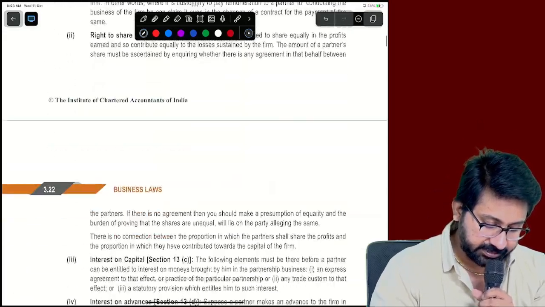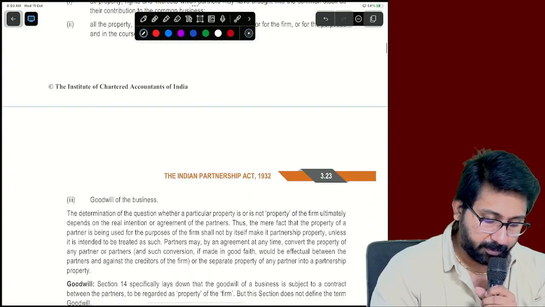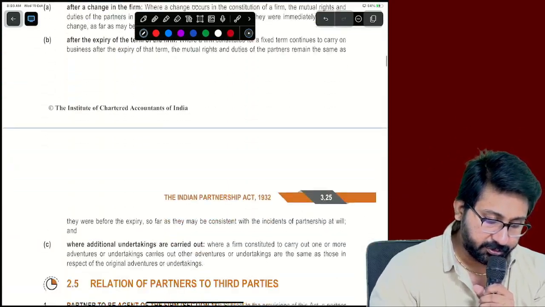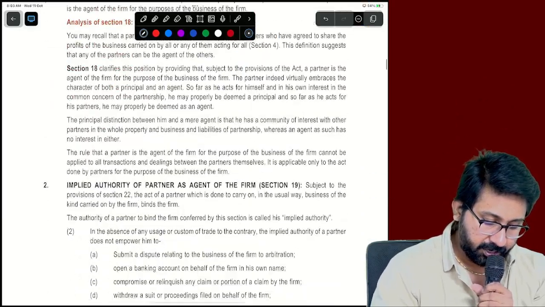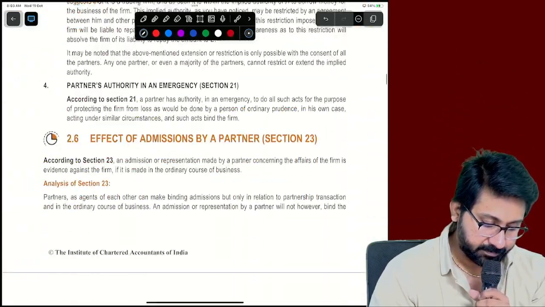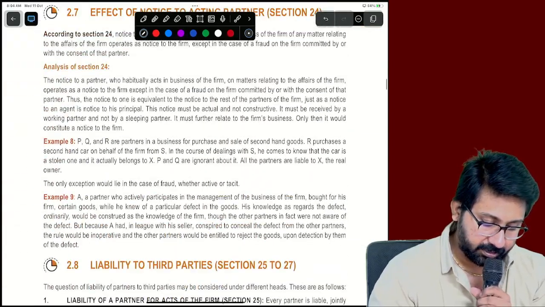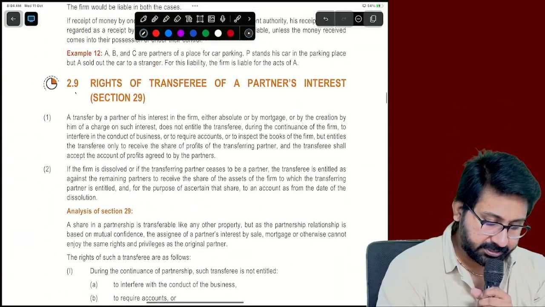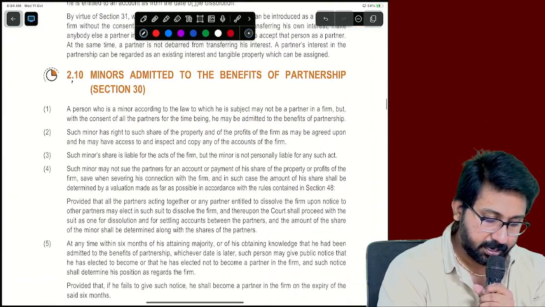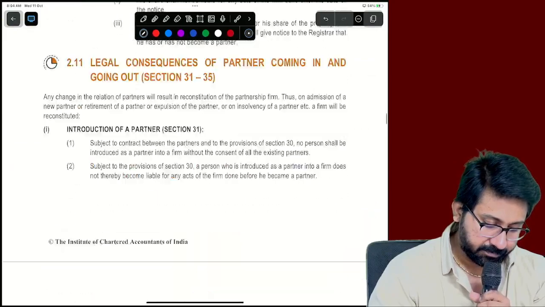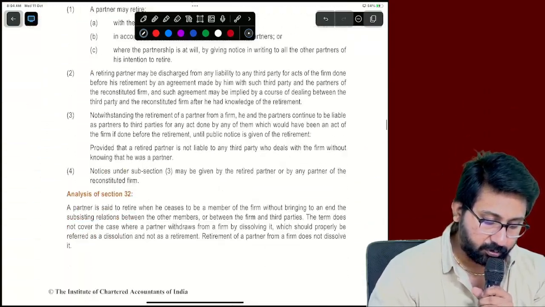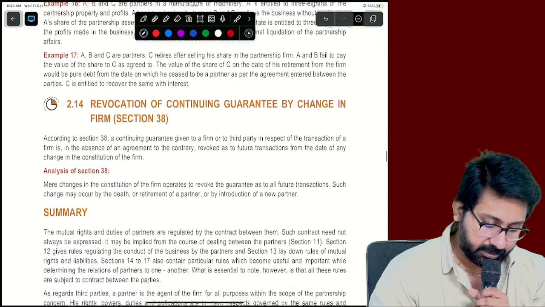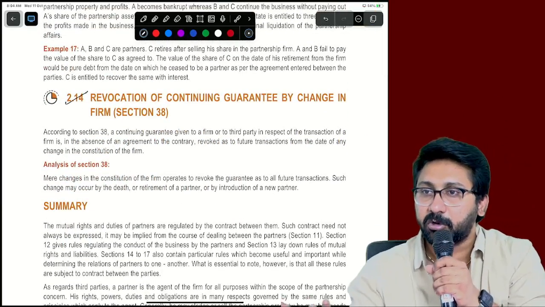Mutual rights and liabilities, partnership property, profit by the partners, rights and duties of the partners, relations of partners to third parties, effect of admissions by a partner, liability to third parties, rights of transfer of a partner's interest, minor to a partnership, partner incoming and outgoing, rights of outgoing partner, continuing guarantee. These are all the topics.